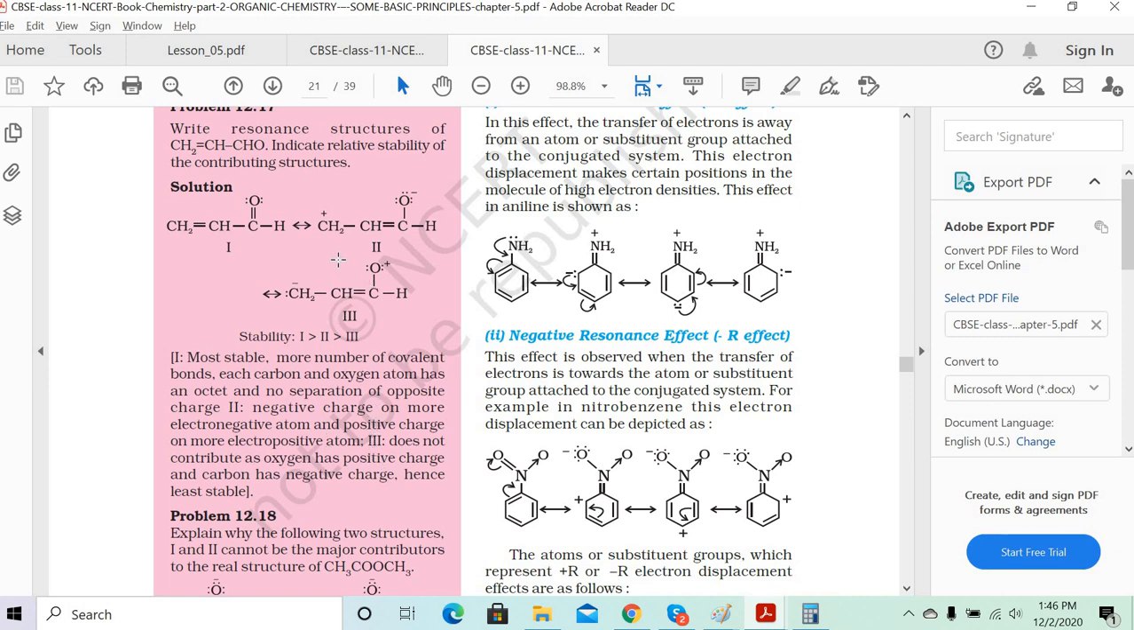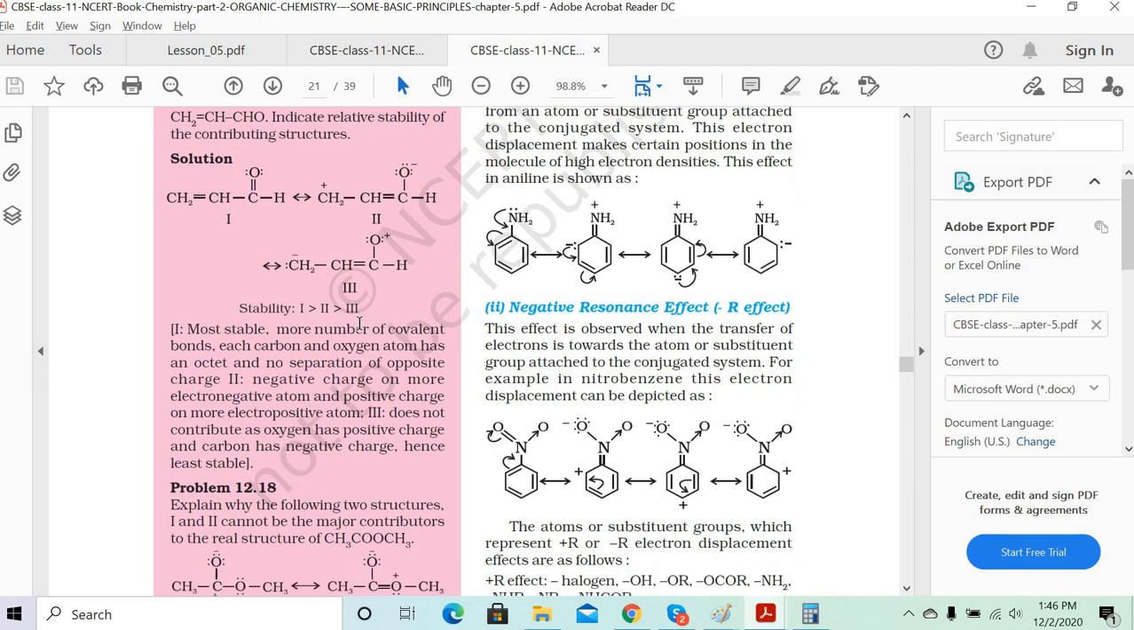In the second one, this is the second charge, and the third one does not contribute, as oxygen has the positive charge and carbon has the negative charge. So this third one does not contribute much to stability because the opposite thing is happening. Oxygen, which is electronegative, develops a positive charge. Carbon, which is supposed to be electropositive, develops a negative charge. So the third is not so stable because it goes contrary to electronegativity and electropositivity. Clear? So the first one is the most stable, then the second one, then the third one.